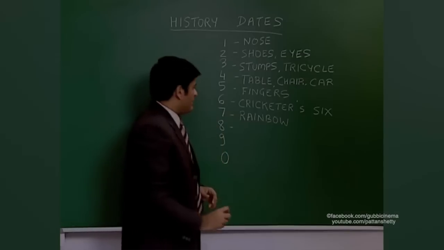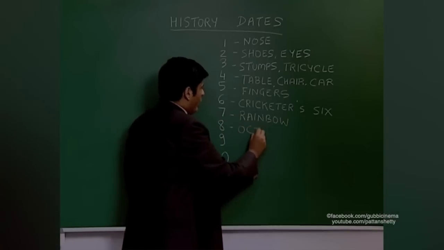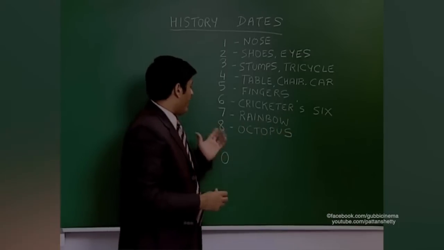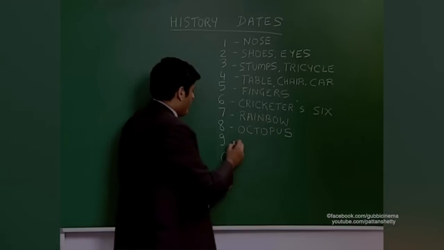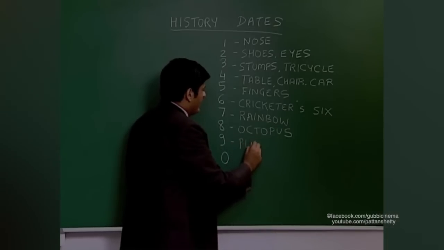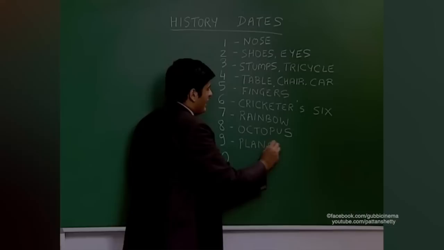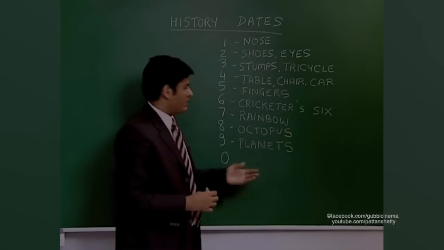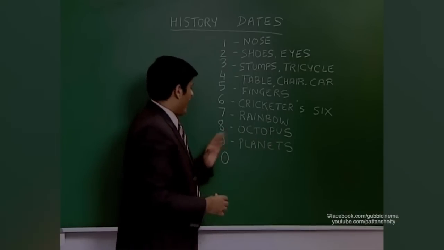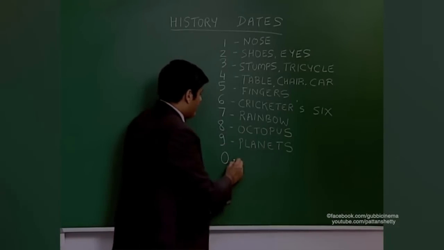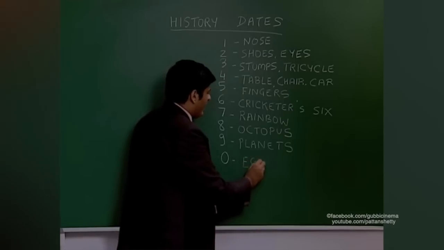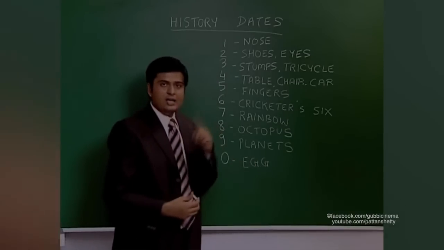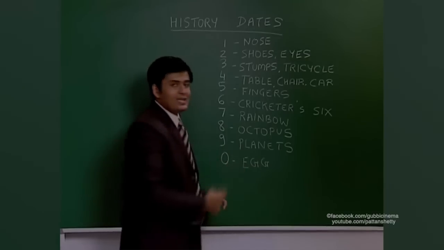For 8 I am taking octopus, because octopus has 8 fangs. So for 8 I am taking octopus. For 9 I am taking planets, because in our solar system there are 9 planets. We all know Mercury, Venus, Earth, Mars, Jupiter, Saturn, Uranus, Neptune, Pluto. So for 9 I am taking planets. And for 0 I am simply taking an egg, because you cannot visualize any quantity in 0, but an egg looks like a 0. So for 0 I am taking egg.